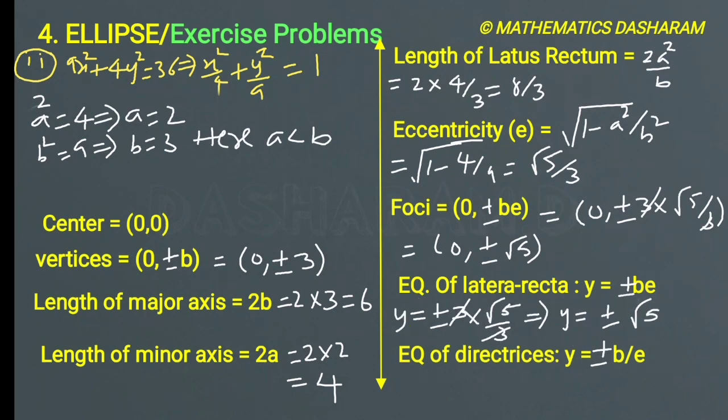Next, equation of a directrices, that is y equals plus or minus b by e. So then y equals plus or minus b value 3 divided by e value root 5 by 3. Then it implies y equals 3 will go to numerator place. So 3 3s are 9 by root 5.